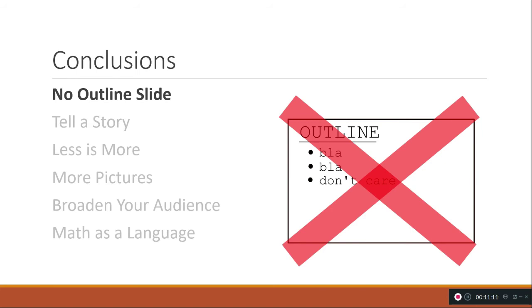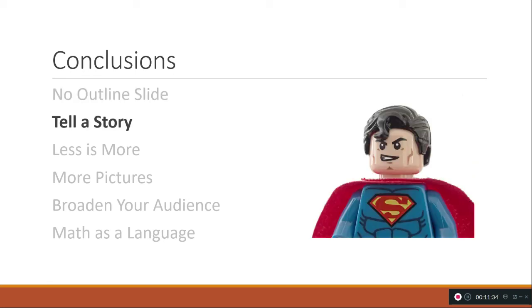All right, let me sum up. So as I said before, pictures are important. So even in my conclusion slides, I have short little bullet points, and I usually try to have for each conclusion an image to reinforce the conclusion that I've made. So my first point was skip the outline slide. It's a total waste of time, it's boring, and it's a crutch.